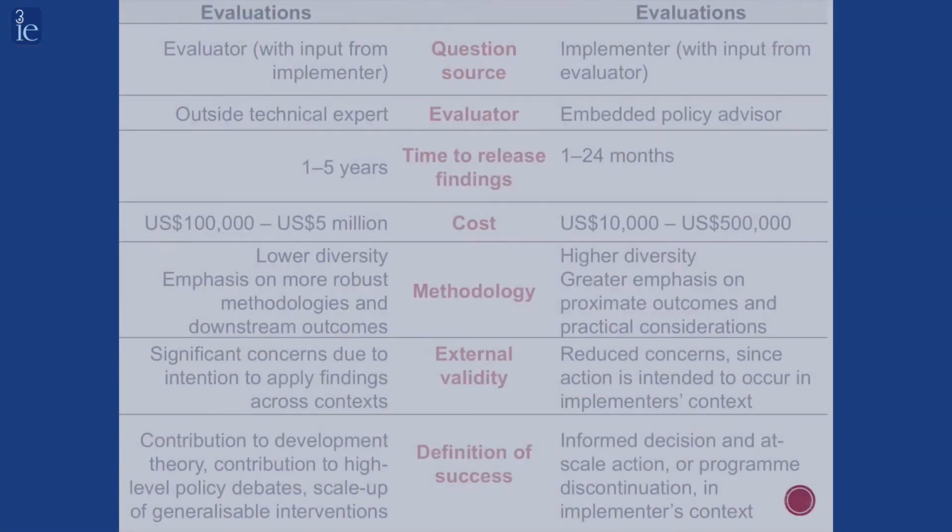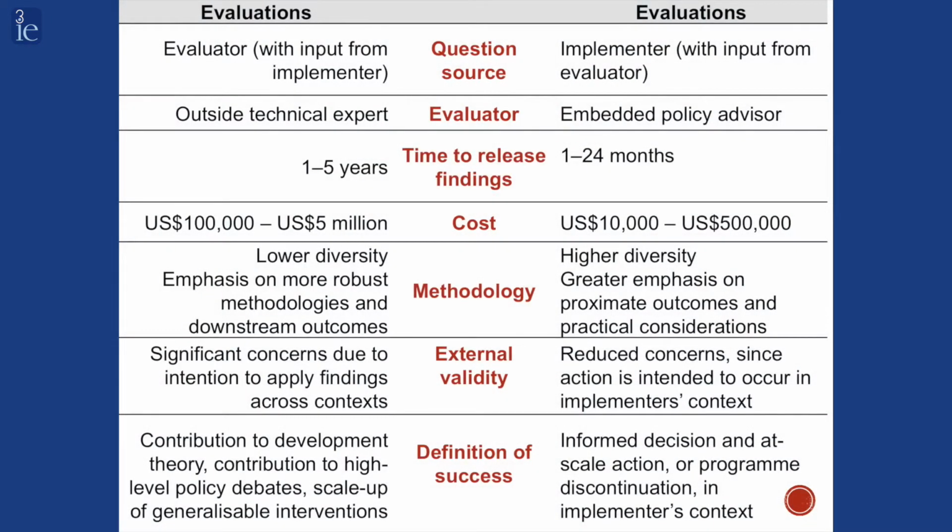And I think the paper went on to say, well, actually, you get different things from these different types of evaluation. The source of the question is coming from a different place. The role of an external evaluator might be different. There was a suggestion that there might be very different timings in how long it takes for findings to get out into the public domain, with up to 5 years for external academic evaluations, which to me is completely wrong.